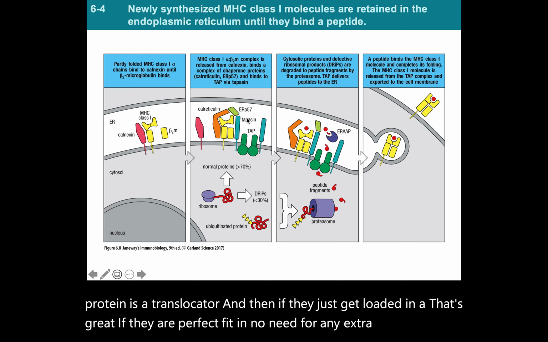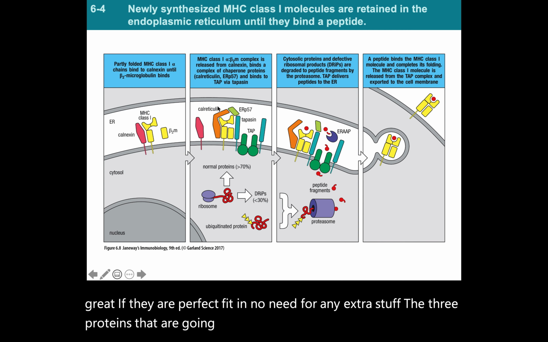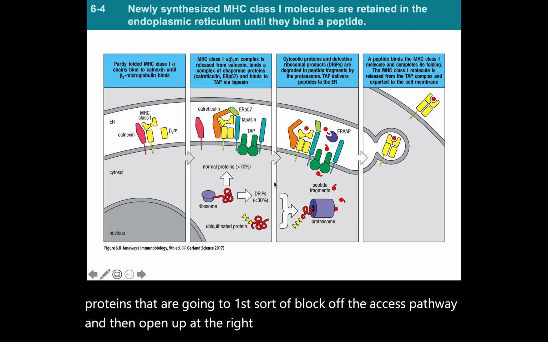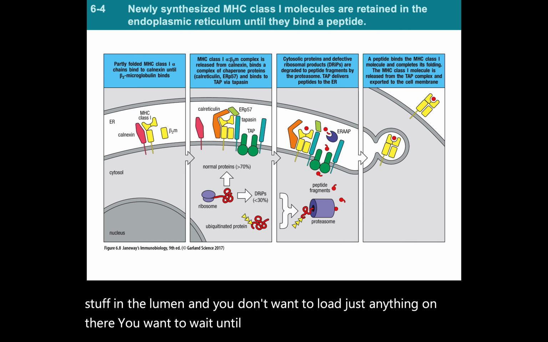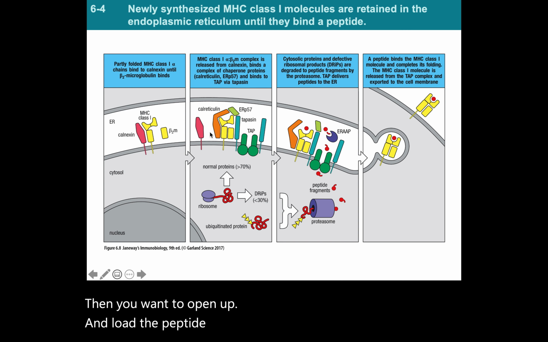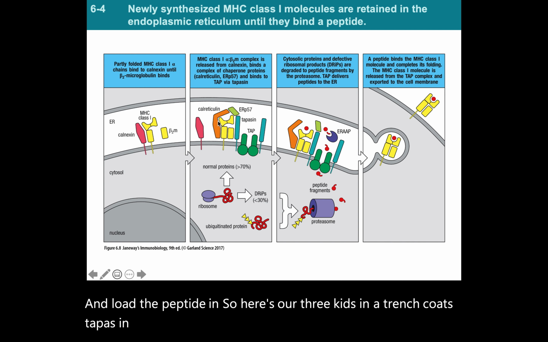Now there are three proteins that are going to first block off the access pathway and then open up at the right time, because there's a lot of stuff in the ER lumen, and you don't want to load just anything on there. You want to wait until TAP has let a peptide through, then open up and load the peptide in. So here's our three kids in a trench coat: tapasin, ERp57, and calreticulin.